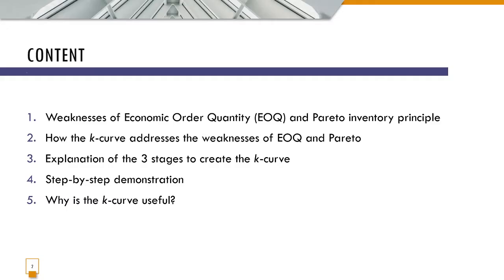The content of this training will be: first, we will look at the weaknesses of economic order quantity, which I will be referring to along the training as EOQ, and the Pareto inventory principle. Then, how the Kcurve addresses the weaknesses of EOQ and Pareto. Third, I will explain the three stages to create the Kcurve. Then, a step-by-step demonstration of how the Kcurve is created for an example of 200 parts. And finally, providing some reasons for why the Kcurve is useful.